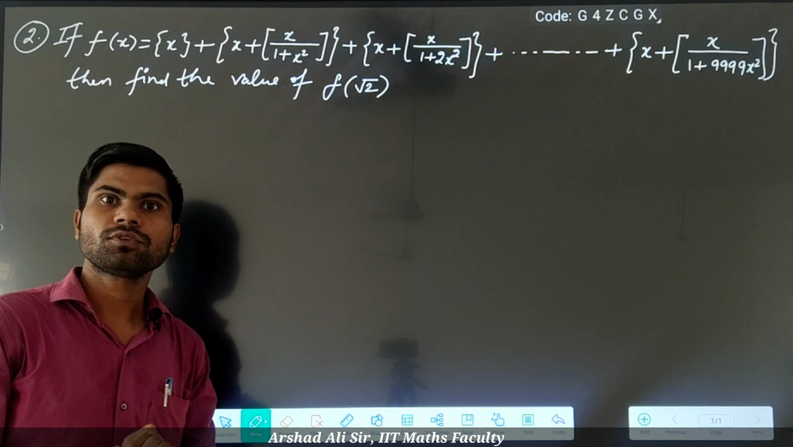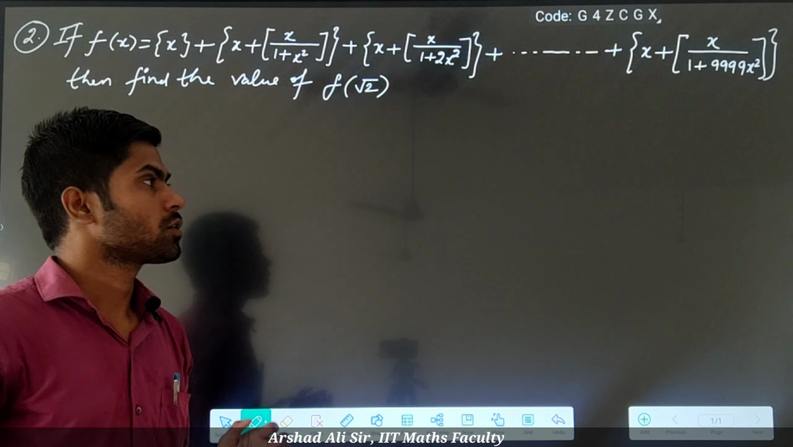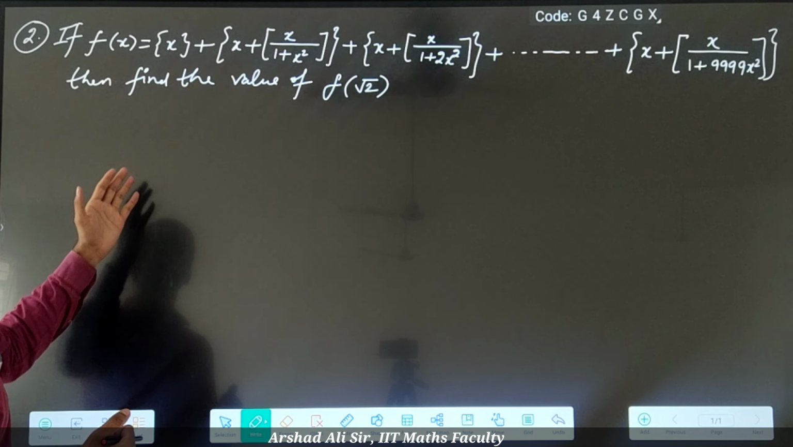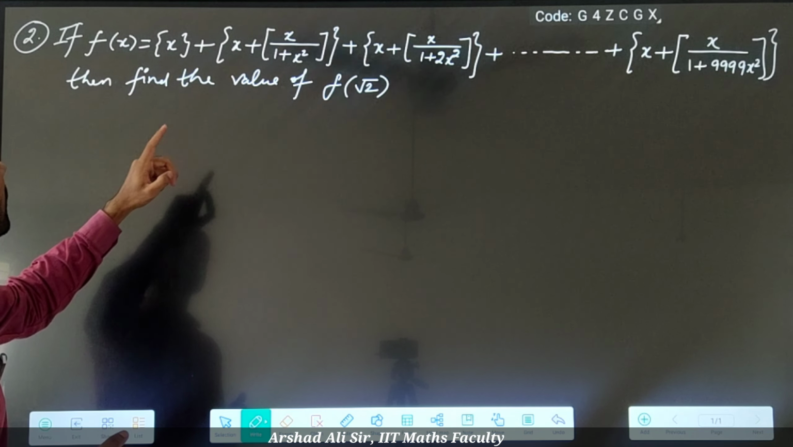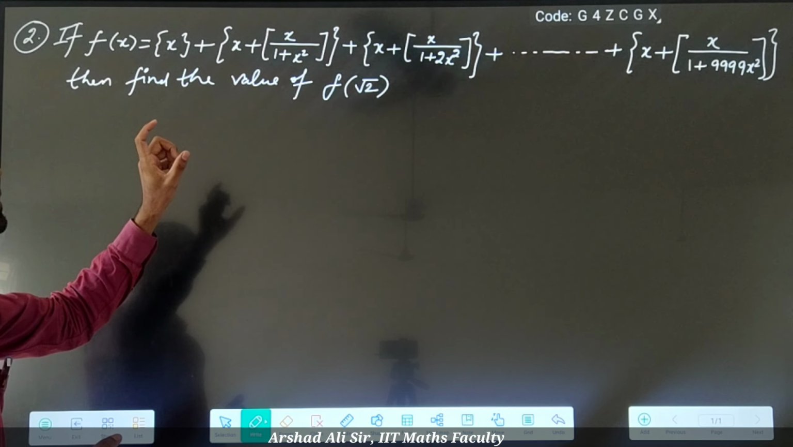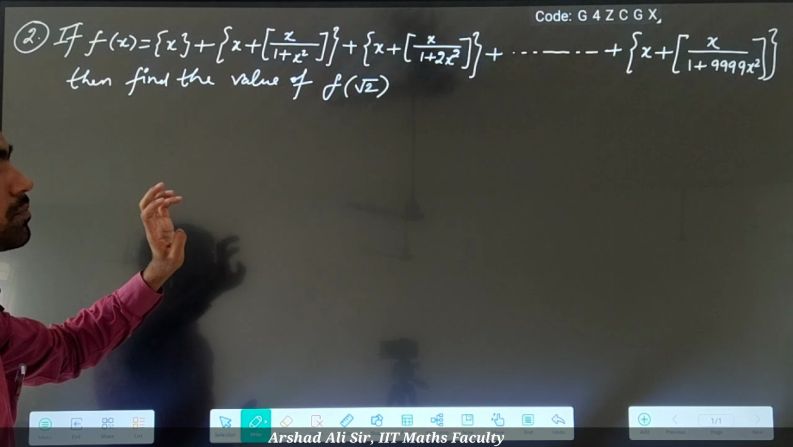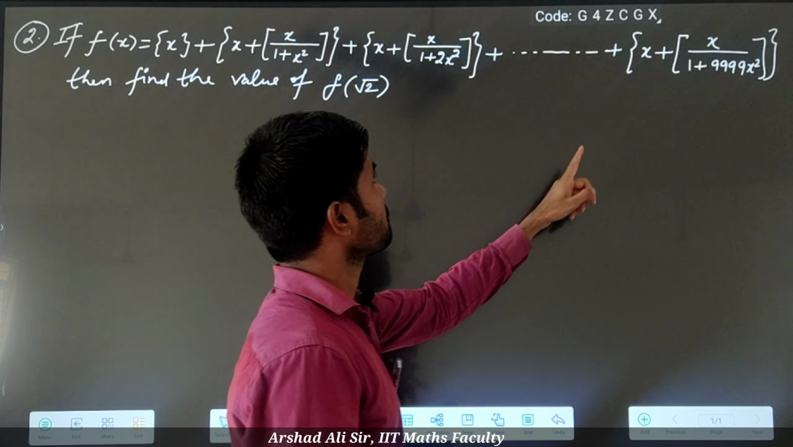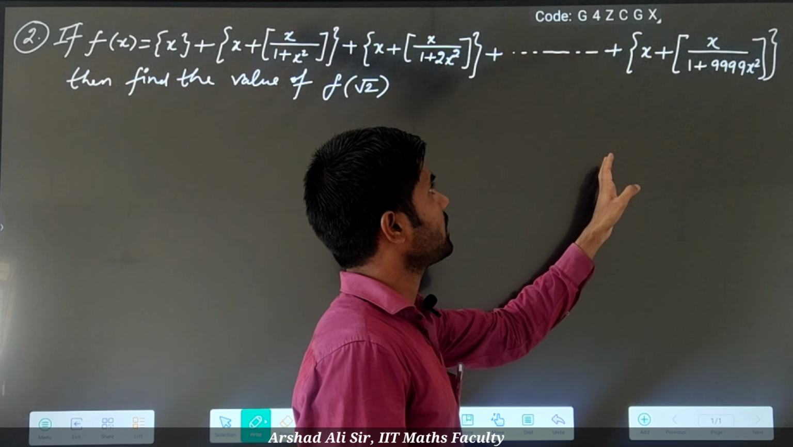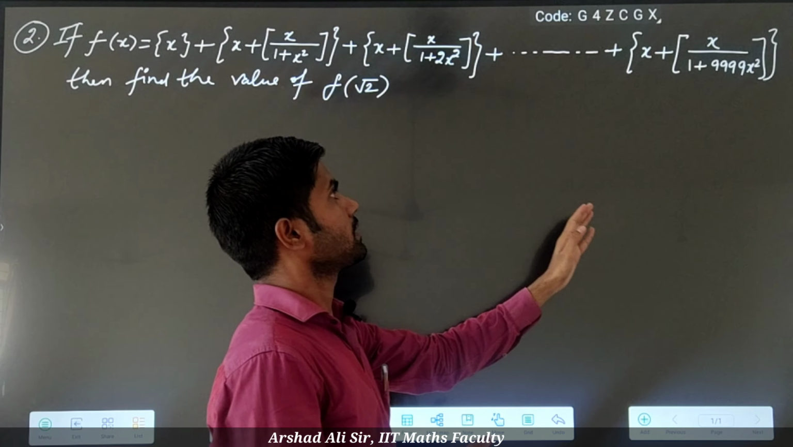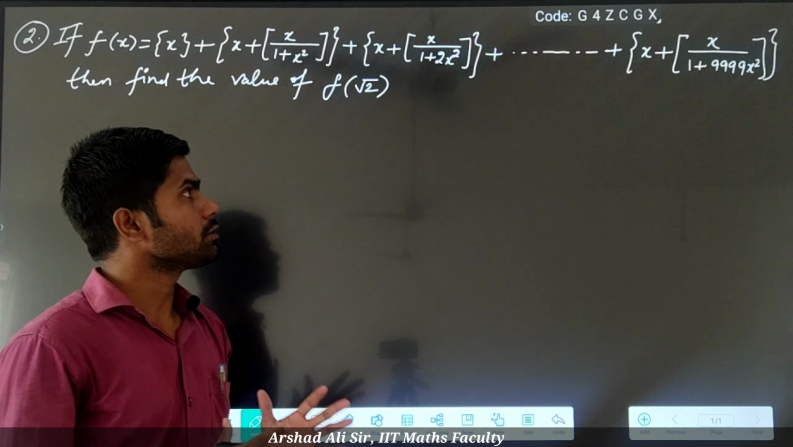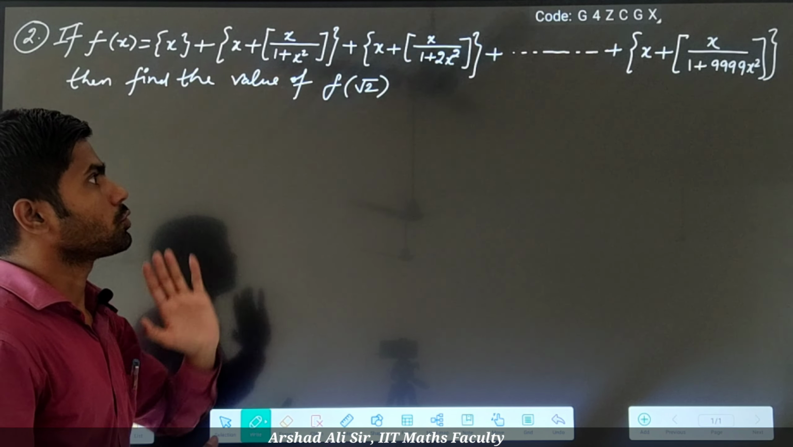Dear student, now we are going to solve question number 2. In question number 2, we have given a function f(x) equal to fractional part of x plus fractional part of x plus greatest integer of x plus 1 plus x square and so on. And the last term we have given fractional part of x plus greatest integer of x divided by 1 plus 9999 x square. Okay student, and we need to find the value of f of root 2.